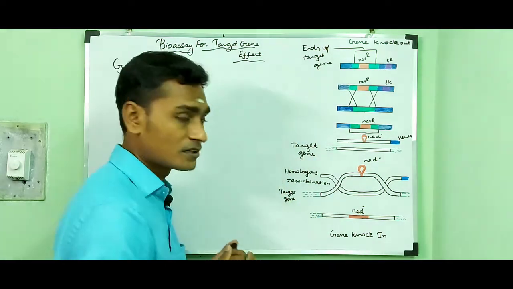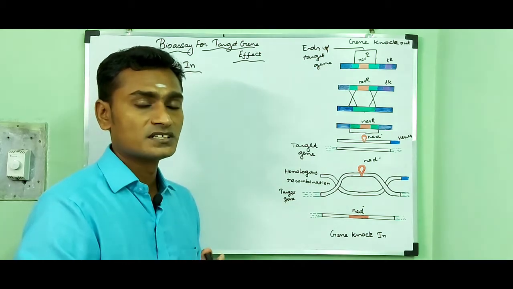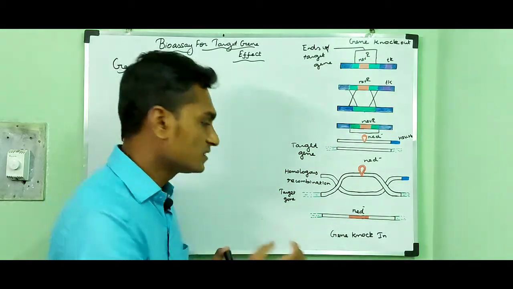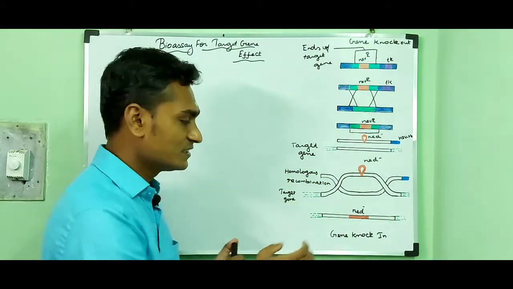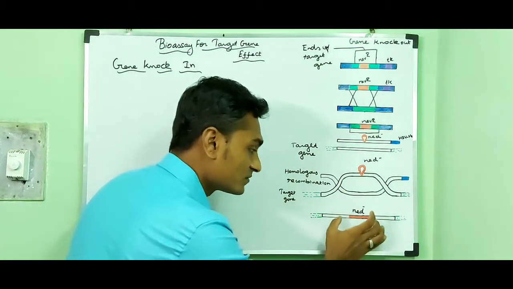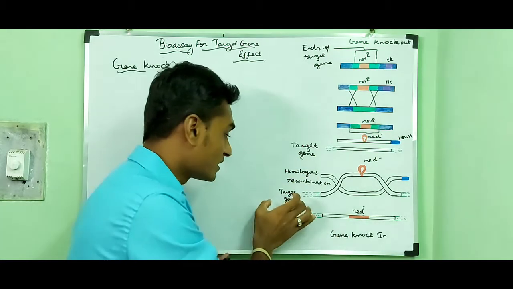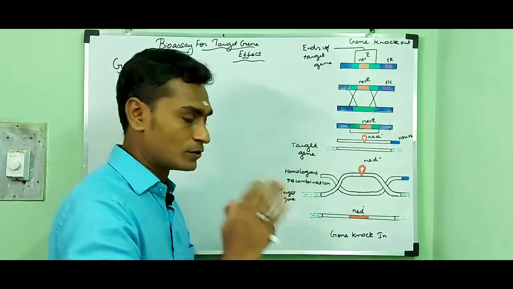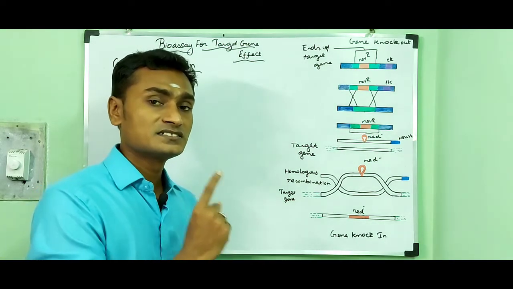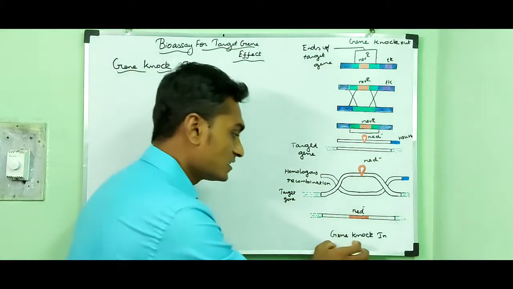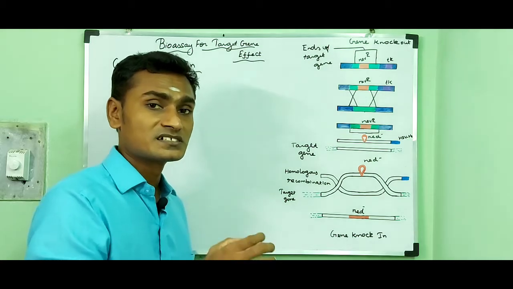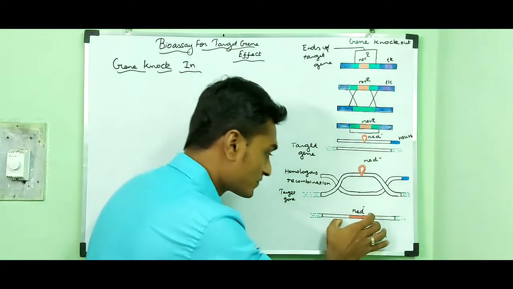and the target gene. After the recombination, that is after the crossing over, the target gene gets inserted with the gene of interest. Then this gene of interest can be expressed as a protein, especially since the gene of interest gets inserted on the target gene at a specific locus. The major difference between the traditional transgenic technique and this gene knock-in process is that in gene knock-in, the gene of interest gets inserted on a specific locus.